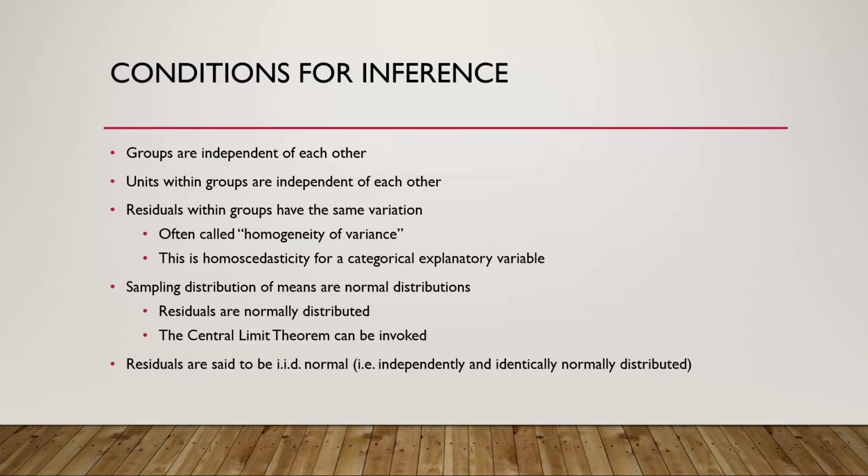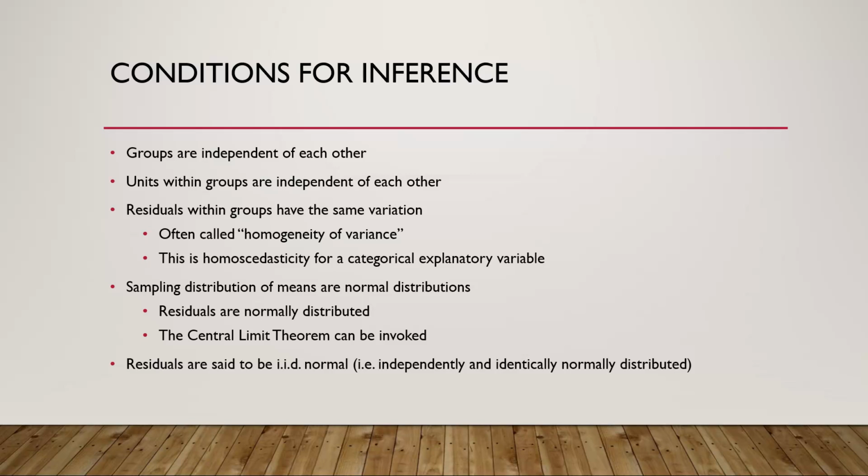Even though we often call it homogeneity of variance when we have a categorical explanatory variable, what do we have? We have the different levels of the explanatory variable, and we're basically saying, hey, if you're at that level of the explanatory variable, you expect to see the same variation as another level of the explanatory variable. That's homoscedasticity. Same thing. So homogeneity of variance is really just a synonym for homoscedasticity, but we tend to say homogeneity of variance when we have a categorical explanatory variable.